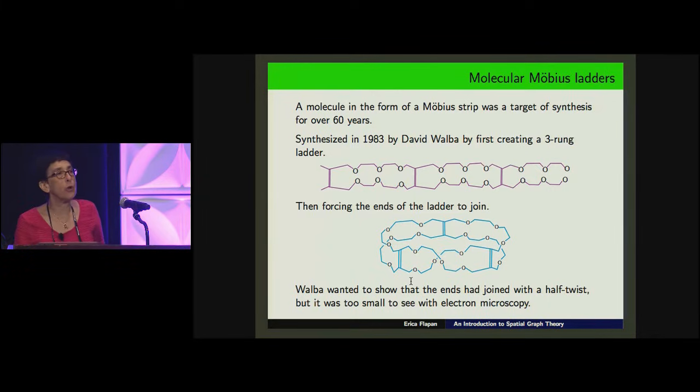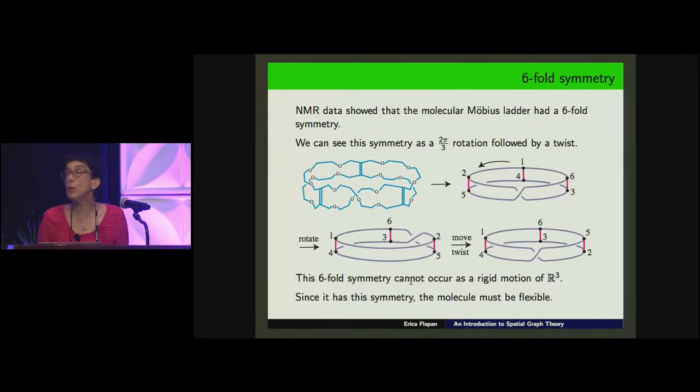He wanted to show that the ends of the ladder had joined with a half twist, but the molecule was too small to see in a microscope or even with electron microscopy. So in order to show that they had joined the way he claimed, he had to do experiments proving that they had properties that you would expect for a molecule with a twist like that versus one with the ends glued straight. So they used NMR data to show that the molecular Mobius ladder, as it was called, had a 6-fold symmetry.